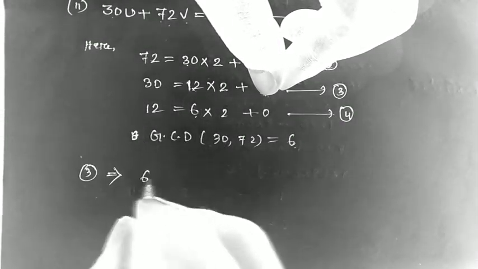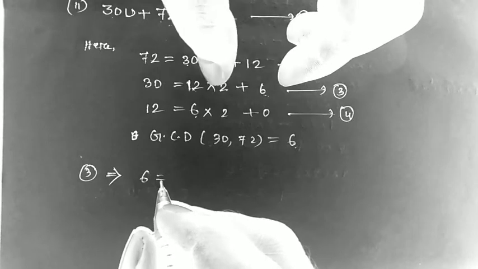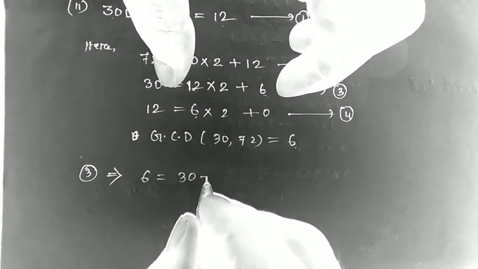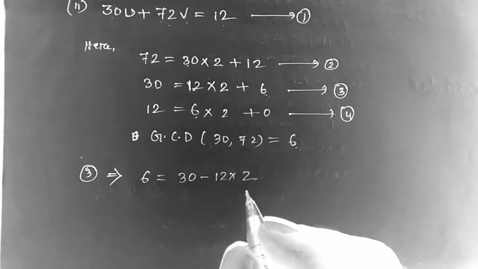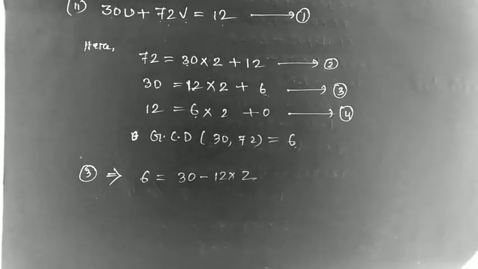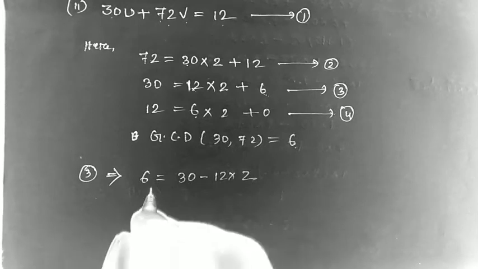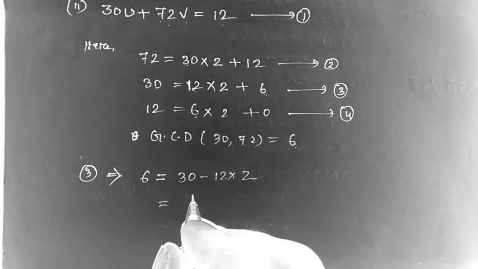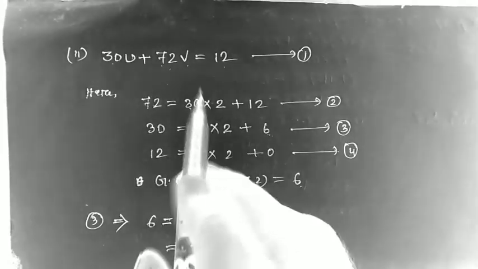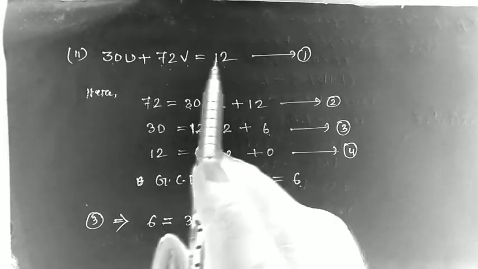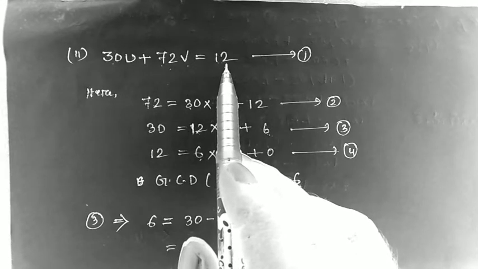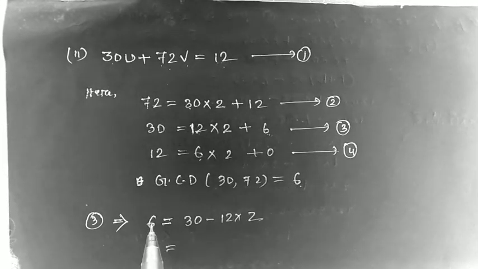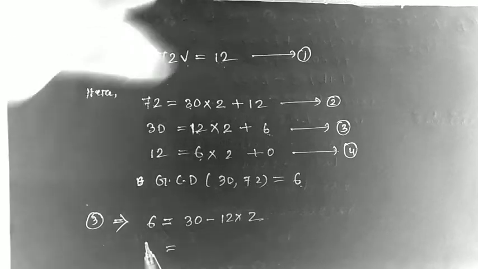Again we'll take 30 and 12. 12 divides 30, 2 times, 24, and the remainder is 6. So that is equation number 3. Then 12 and 6: 6 divides 12 2 times, remainder is 0. That means we got the HCF or GCD of 30 and 72 as 6.